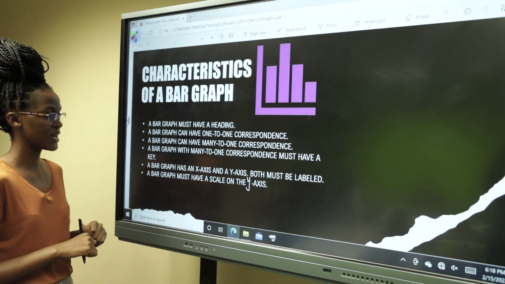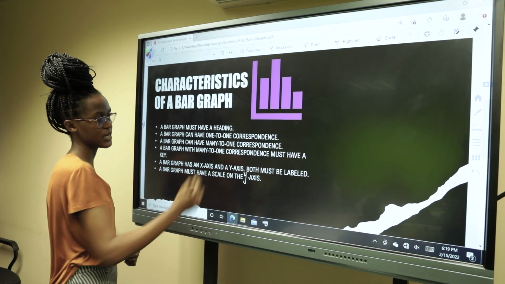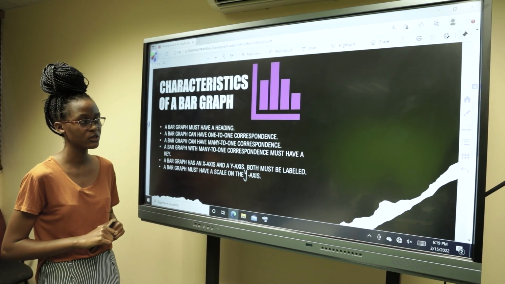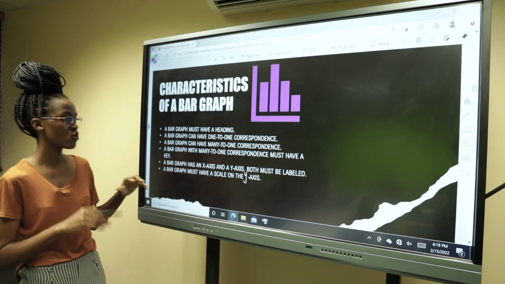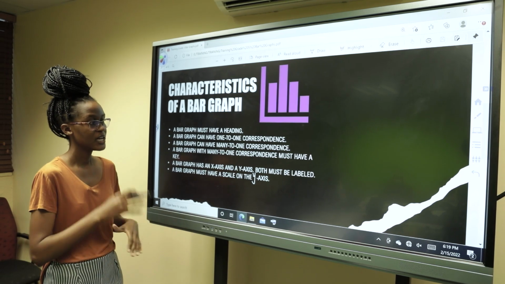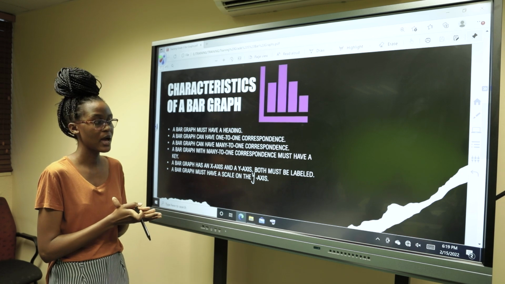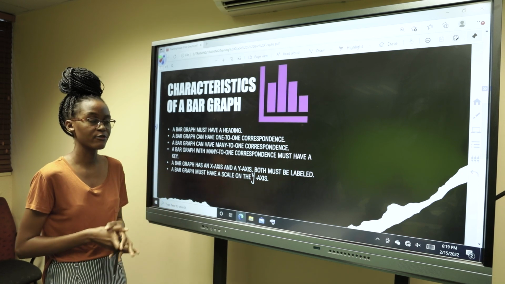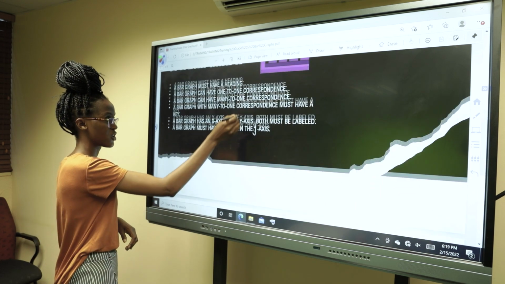Learners must also know that a bar graph has an x-axis and a y-axis. Both of them must be labeled, and we'll see that in the example. The learners must also understand that the y-axis must have a scale. Help them to understand how to pick the appropriate scale for whatever information is given. Let's look at an example.